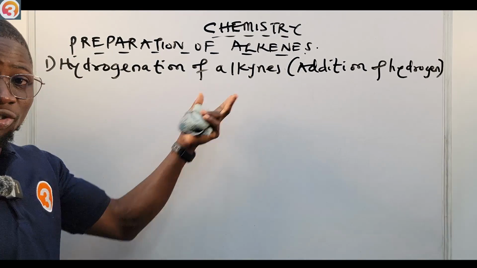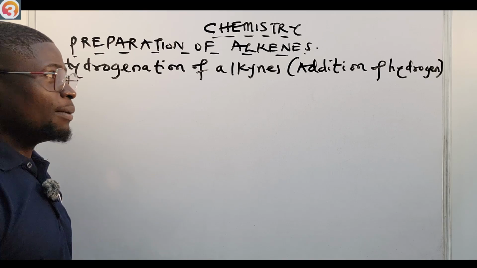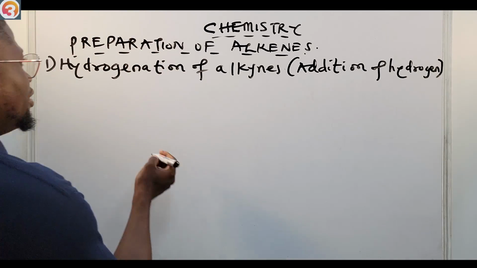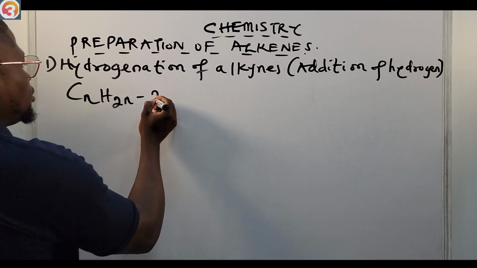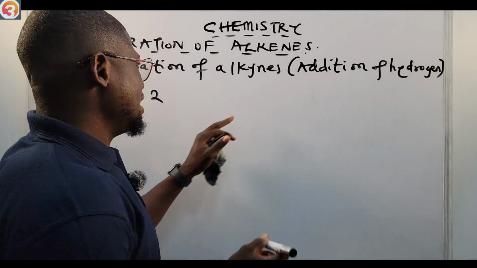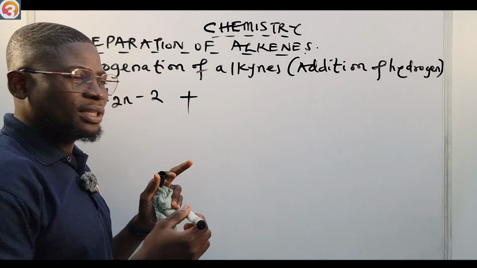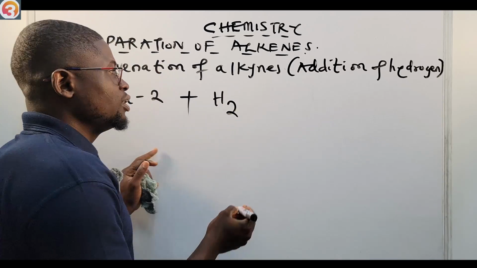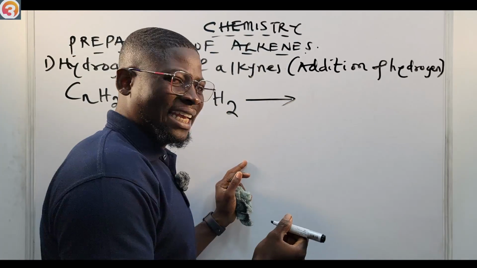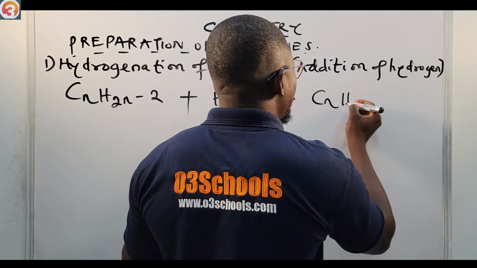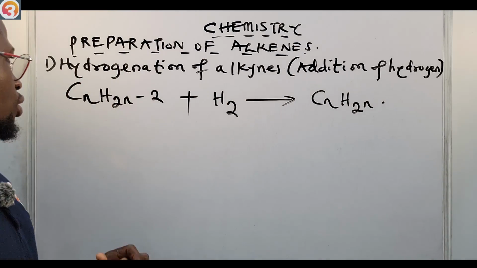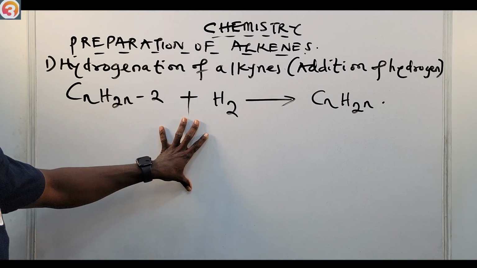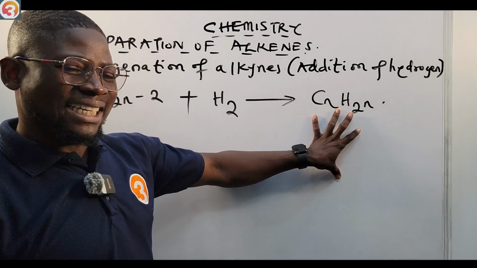Now, alkynes have triple bonds. Carbon to carbon, triple bond. The general formula for the alkynes is CnH₂n minus 2, then if you hydrogenate them by adding hydrogen, you're now going to have an alkene with CnH₂n. Simple as ABC. Once you hydrogenate an alkyne, you're going to have an alkene.